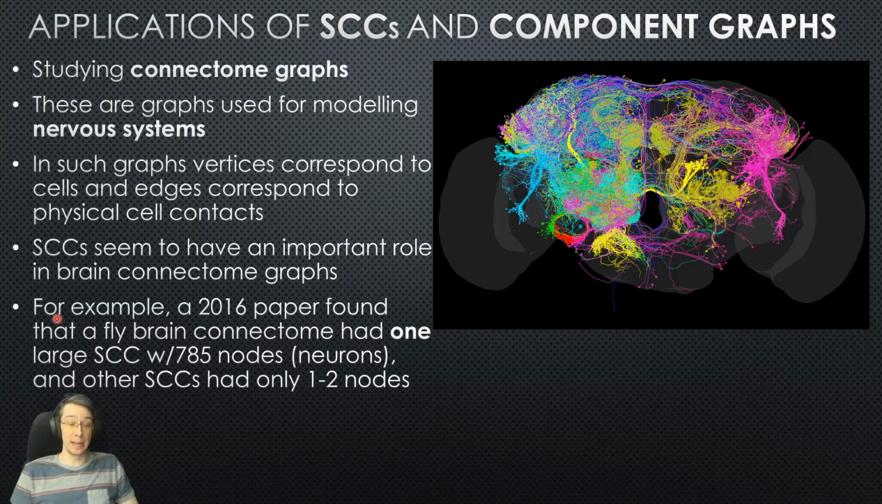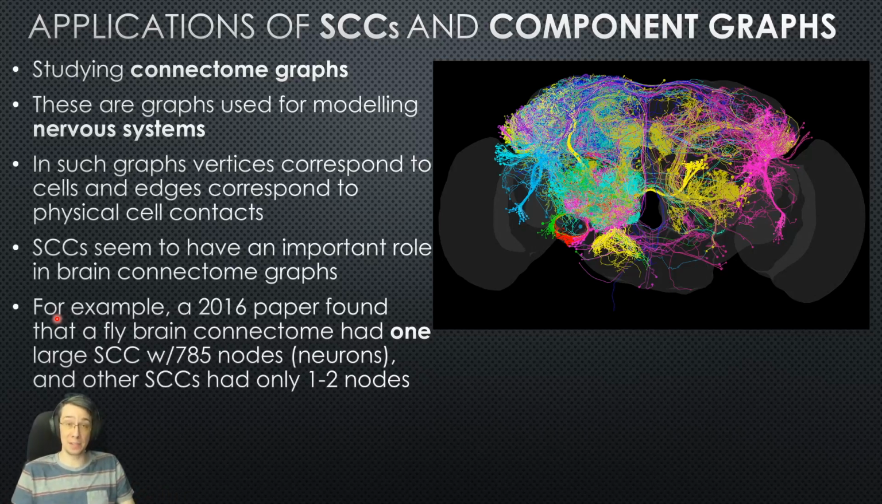But the rest of the brain consisted of tiny components of 1 to 2 nodes. You have one massive, extremely well connected, strongly connected region in the brain consisting of 785 neurons, and then you have tons of other nodes in the brain that are extremely weakly connected. And so this kind of informs our study of the brain, right? The existence of such structures motivates the study of such structures, and SCC algorithms that are efficient have to be efficient to run in increasingly large brains that we're studying.